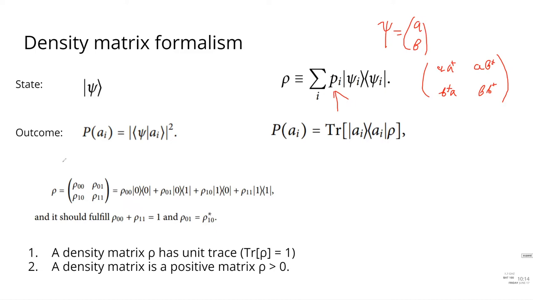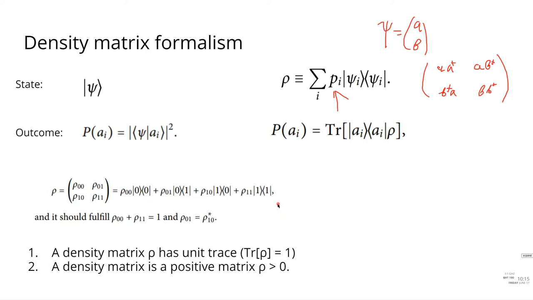And another way to write a density matrix. So one way is to write it as a matrix, and then another way to write it is as a summation over multiple terms, and each term represents each particular element in the density matrix.